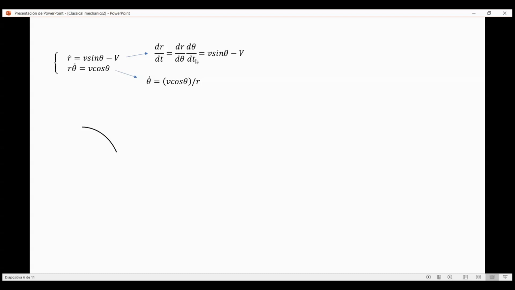But this derivative of theta with time is what we have from the second equation here, right? So we see that the derivative of r with respect to theta is v sine of theta minus V divided by theta dot. We just substitute and we get v sine of theta minus capital V divided by v cosine of theta divided by r. So, grouping and putting it a bit more elegantly, this is r multiplying the tangent of theta, sine divided by cosine is the tangent, minus capital V divided by small v, this v with v, and the inverse of the cosine is just the secant of theta.